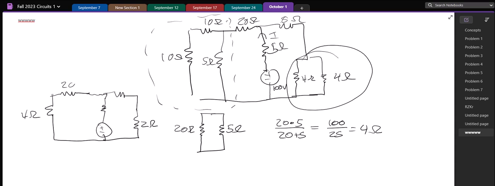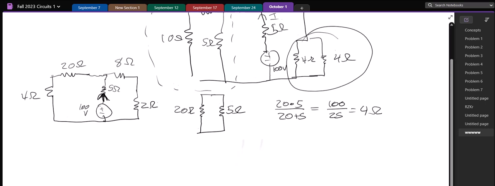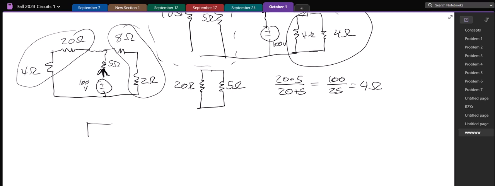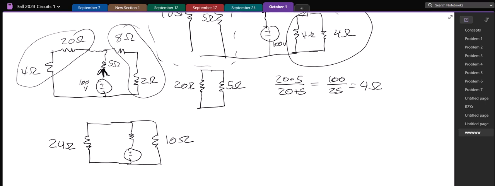And I still have a 20 ohm resistor up here, and an 8 ohm resistor right there, and a 5 ohm resistor here, and a 100 volt voltage source, and I'm still looking for this current through that branch. Okay, now I see that I have these two in series and these two in series. So I will replace those. So this becomes a 10 ohm resistor, and this a 24 ohm resistor, and this 5 ohms, and this 100 volts.